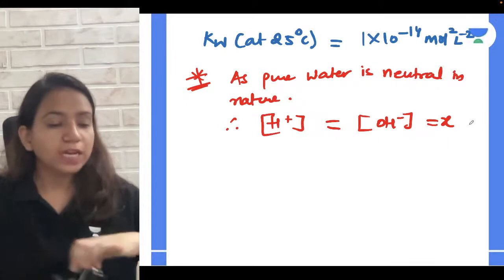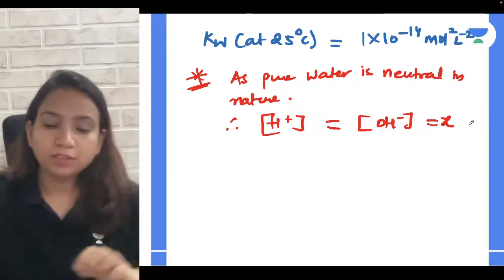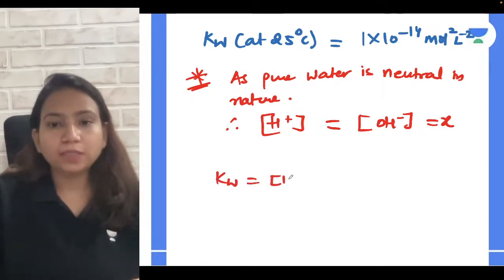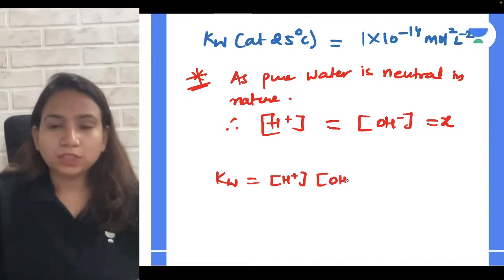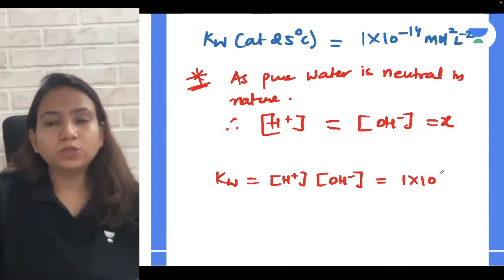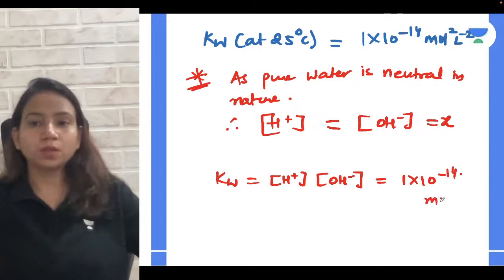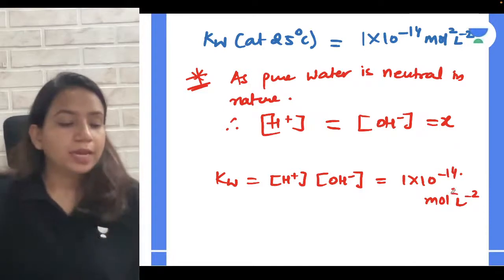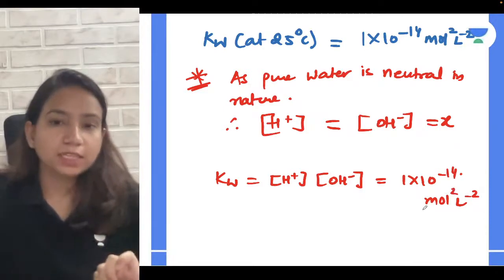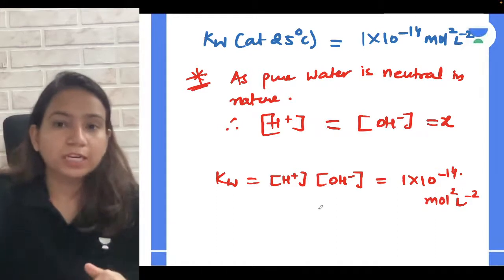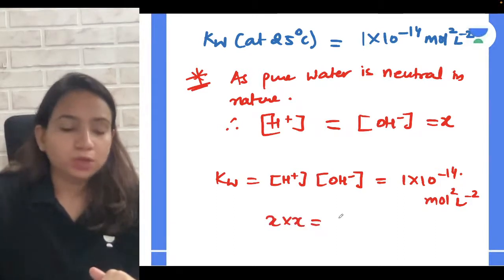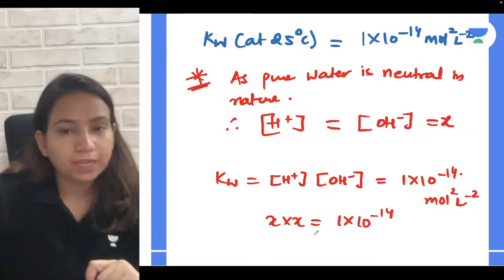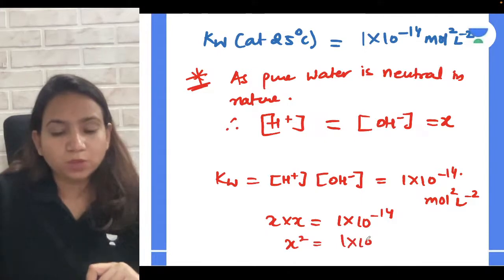Very good. So can I use this in the expression? I learned that Kw is equal to H plus into OH minus ion concentration, which we also found equal to 1 into 10 to the power minus 14 mole square per liter square. Very good. Now can I compare that? In this case, I considered X. So X into X is equal to 1 into 10 to the power minus 14. And what will I get? X square is equal to 1 into 10 to the power minus 14.